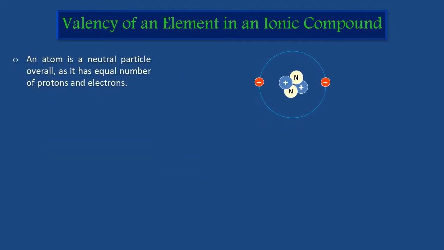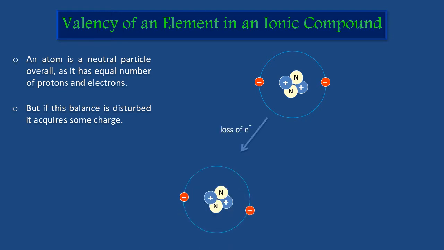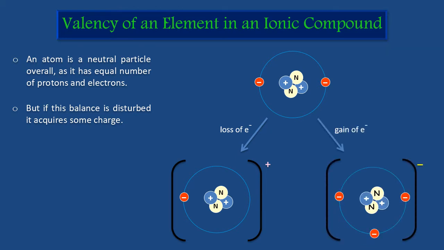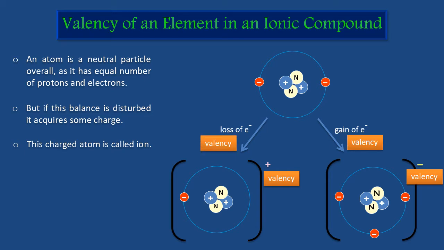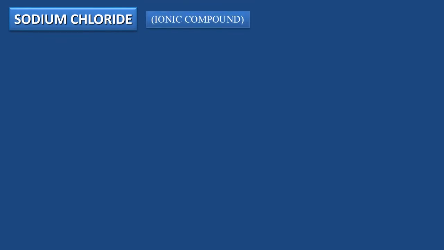An atom is a neutral particle overall, as it has equal number of protons and electrons. But if this balance is disturbed, it acquires some charge. Loss of electron creates a positive charge on it, while gain of electron creates a negative charge, and this charged atom is called ion. The charge present on an ion, either positive or negative, is called its valency, which is actually the result of loss of electron or gain of electron. I hope you understand. Let us consider the formation of an ionic compound, sodium chloride.